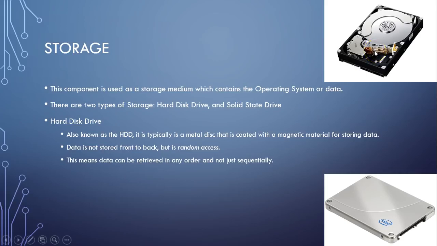Now, an interesting thing about a hard disk drive is that it's not stored front to back with your data, but instead it's random access. What that means is if you install something brand new, yes, it starts from the middle and kind of works its way out, but when you go and delete a file, let's say, it will then just delete out that chunk of file. Now, it doesn't keep adding on to the end.